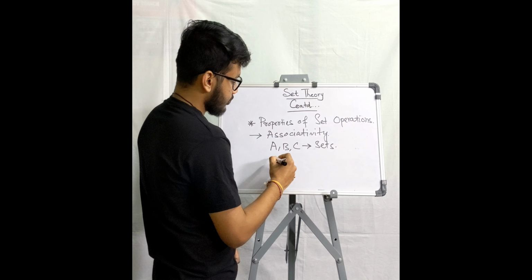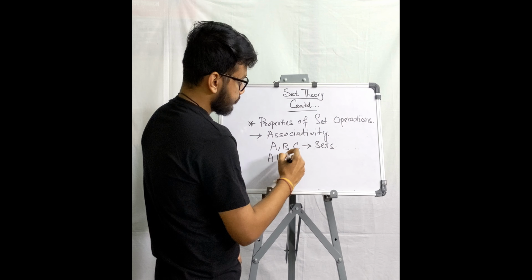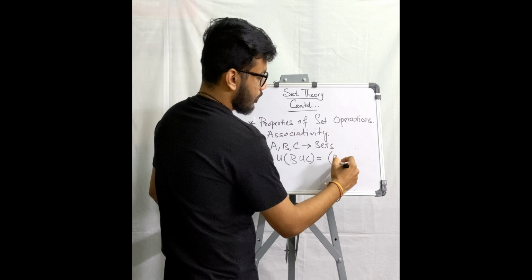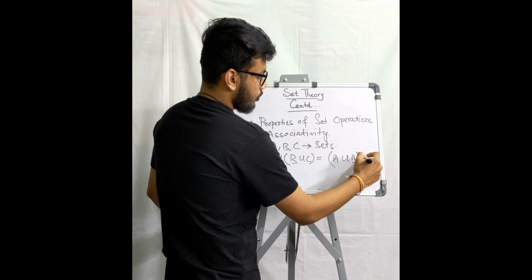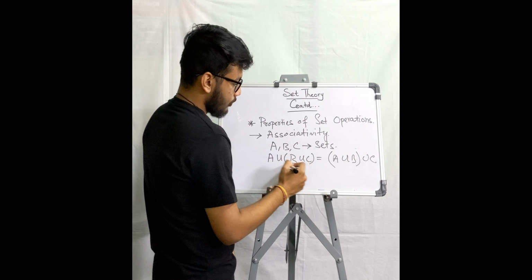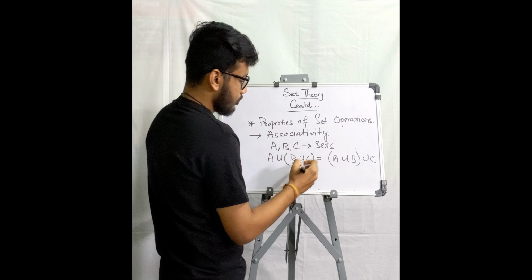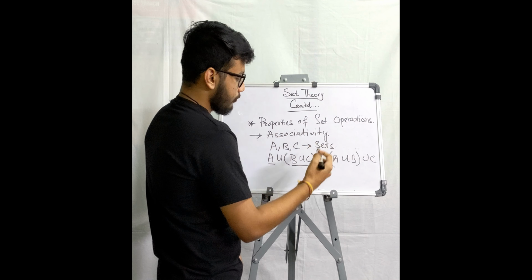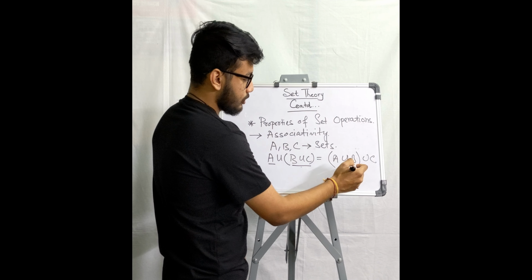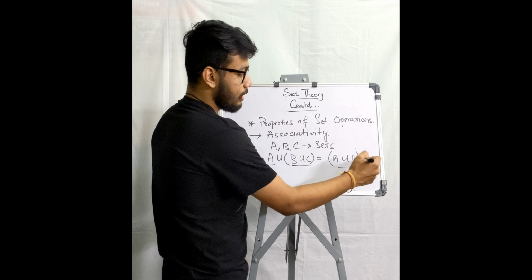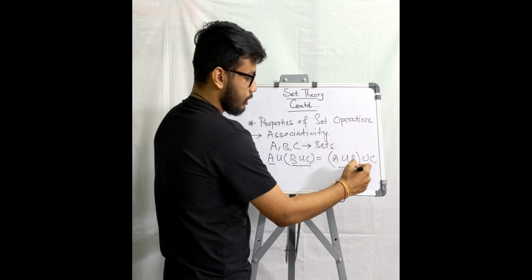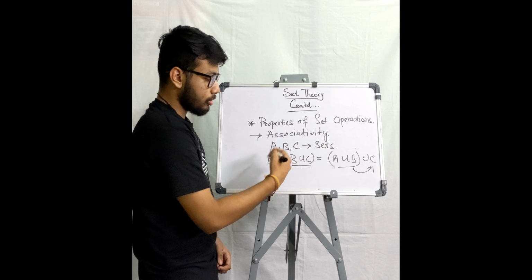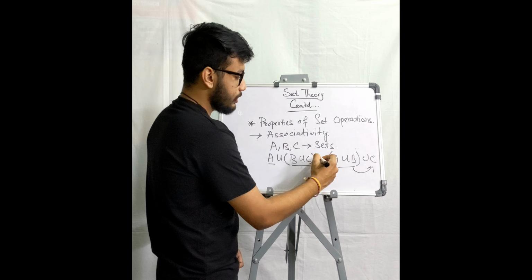It says that A union (B union C) is equal to (A union B) union C. First we unite B and C, and then we unite the resultant set with A. The result we get is going to be equal to first uniting A and B, and then uniting the result of that union with C. These two sets are going to be the same.